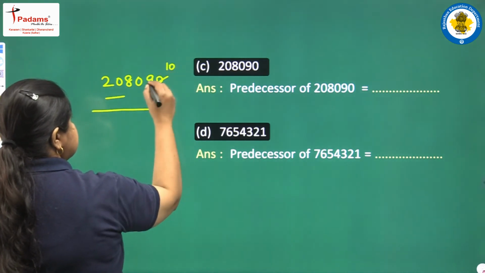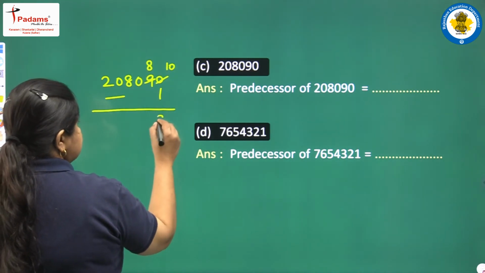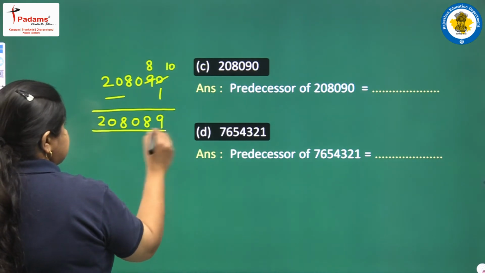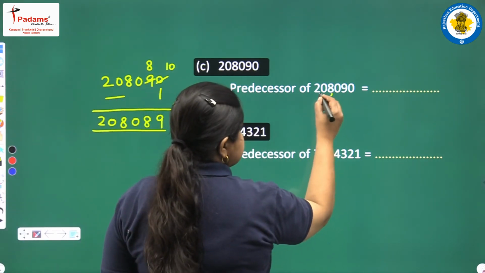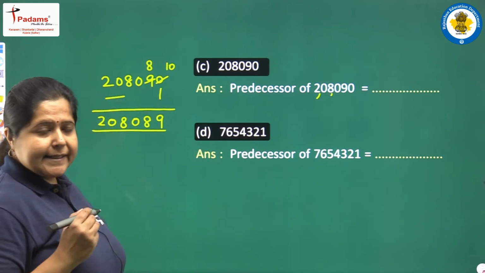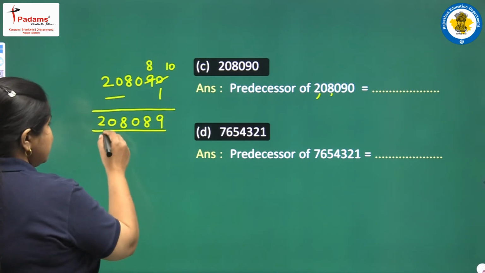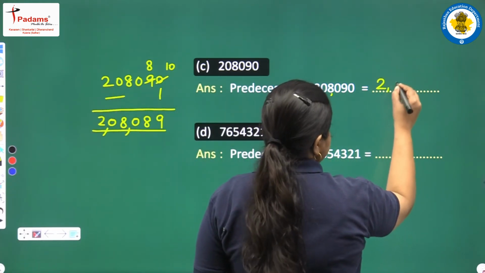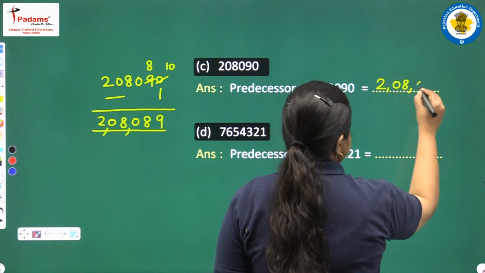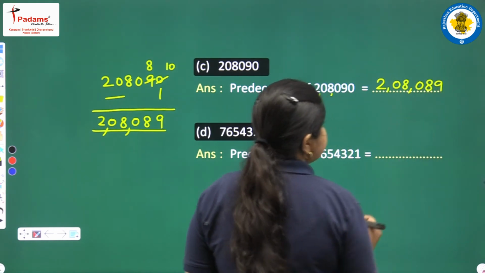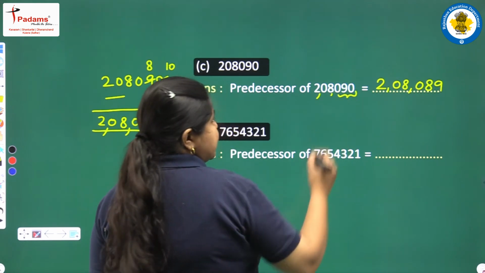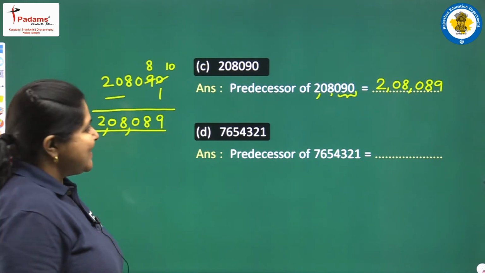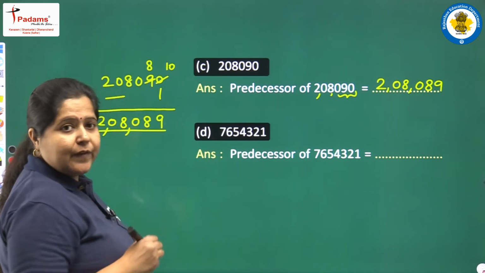It is 10, it will become 8. What is this number? This is 2,08,090, and what we are getting now is 2,08,089. You can clearly see that the predecessor of 90 is 89, and that we are getting at the end. Then we have this number, again we need to find its predecessor.